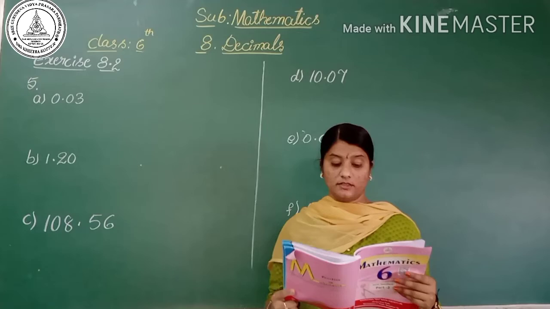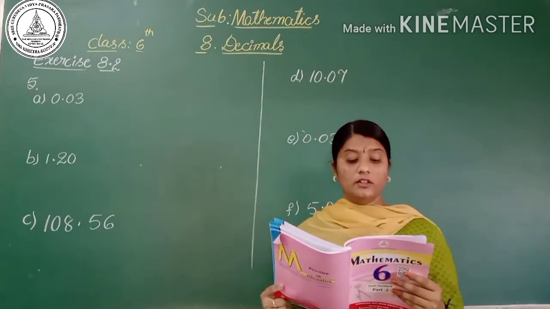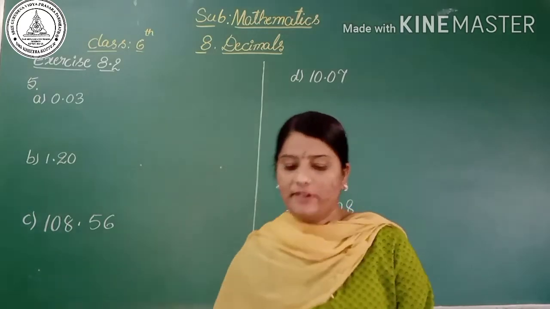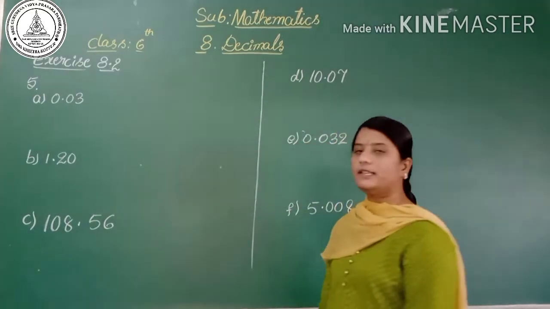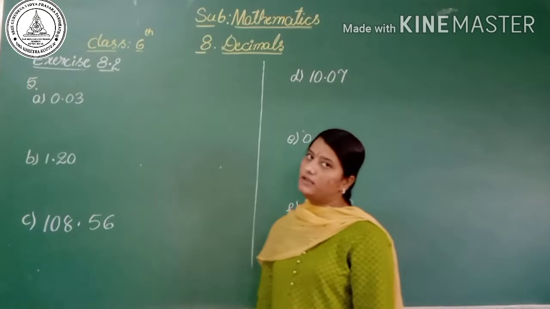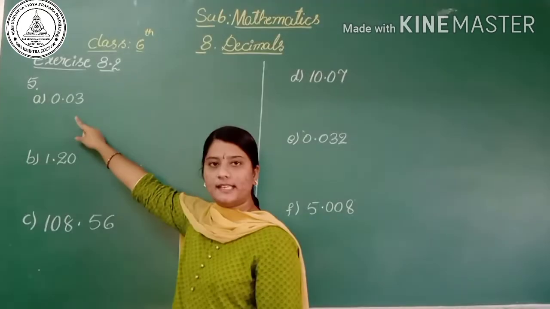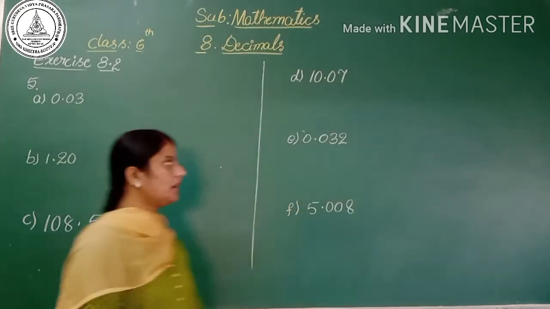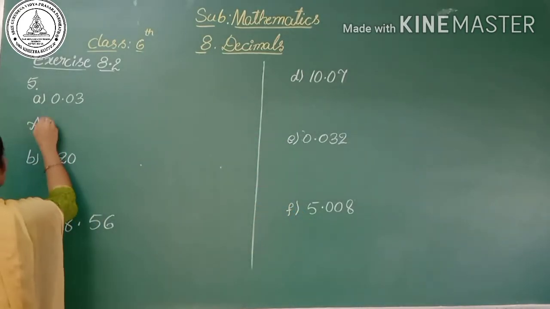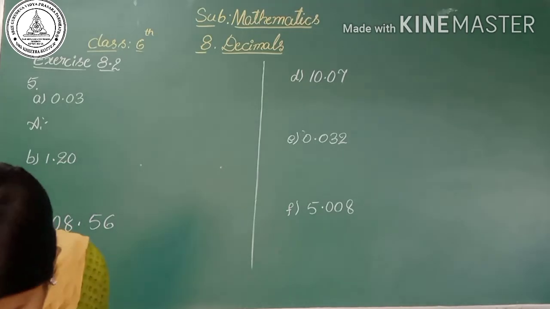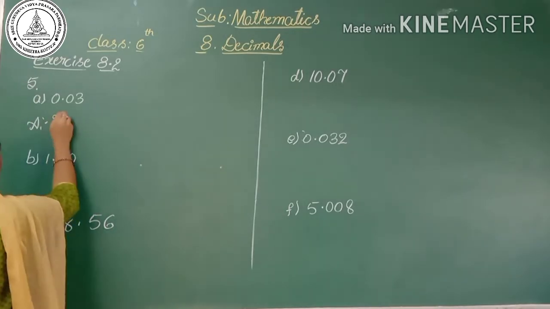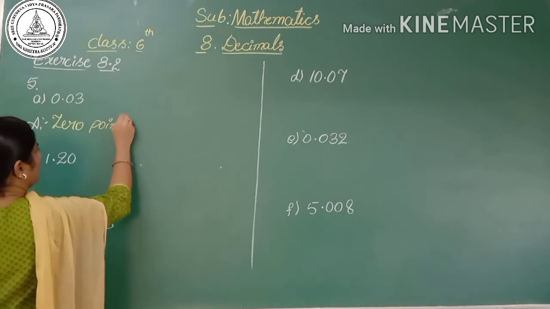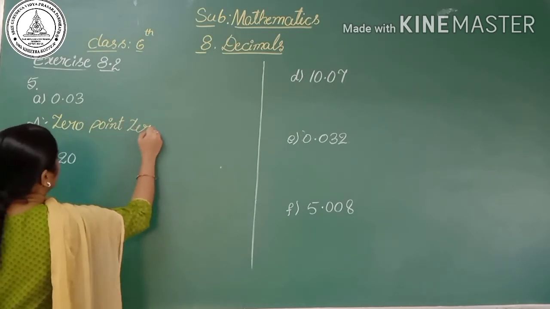The fifth question is: write each of the following decimals in words. First is 0.03. How can you read this number? 0.03. Write this in words.